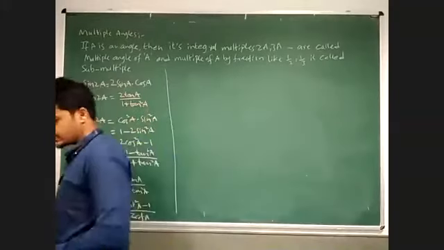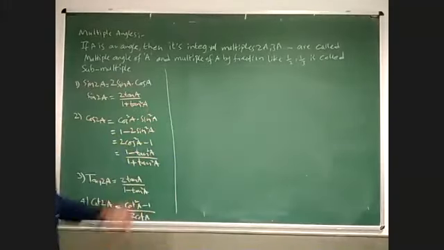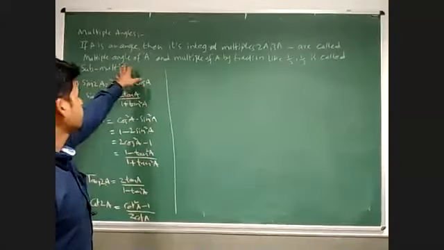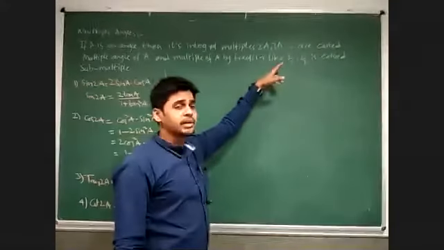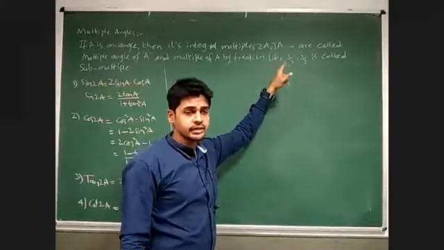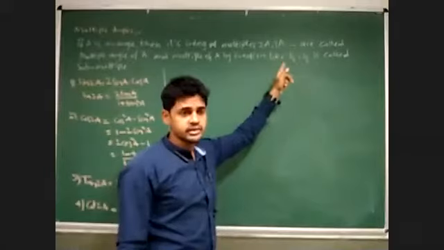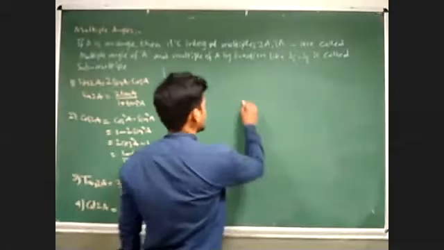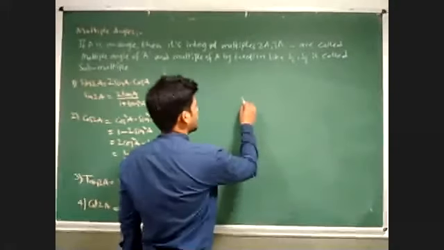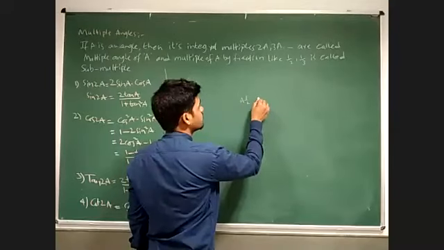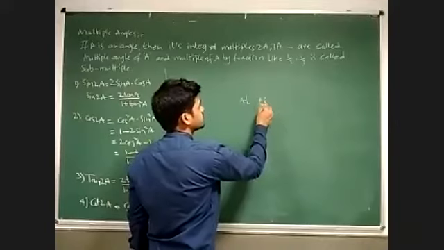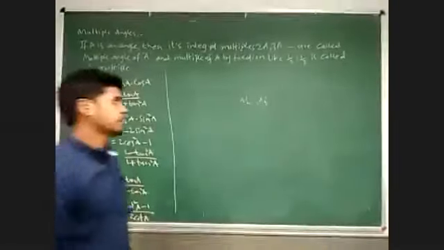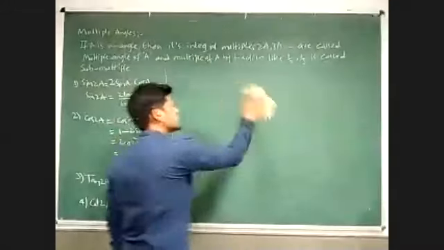So here, as we describe, that is the sub multiple formula or sub multiple angle. That is nothing but if we multiply A with 1 by 2, 1 by 3. Suppose I am multiplying A with 1 by 2 or A with 1 by 3. That angle is called sub multiple angle. Okay, sub multiple angle formula.